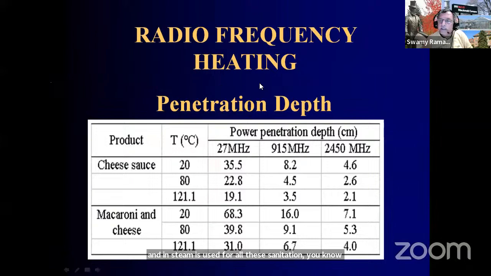Radio frequency is an extension of the microwave. I already mentioned 915 megahertz microwave is better than 2450. You can see here, for these products, the penetration depth is 4.6 centimeters at 2450 megahertz, the domestic oven. It doubles when you go to the industrial oven. It becomes four times more when you use radio frequency, because radio frequency uses a very low frequency, 27 megahertz as compared to 2450 megahertz. So that makes it very deep in terms of penetration.